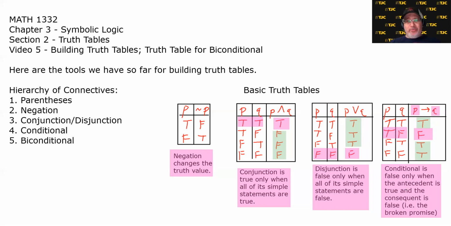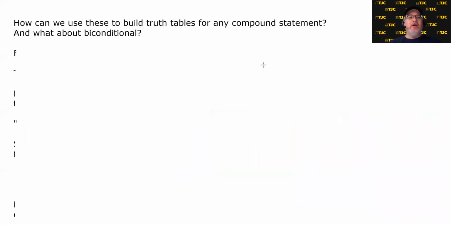So those are the tools that we have, and we're going to use those to figure out the truth table for biconditional. But first, we need to talk about two things, one thing in general, one thing specifically. How can we use these tools, these basic rules that we have so far, and our hierarchy of connectives to build truth tables for any compound statement? And what about biconditional?